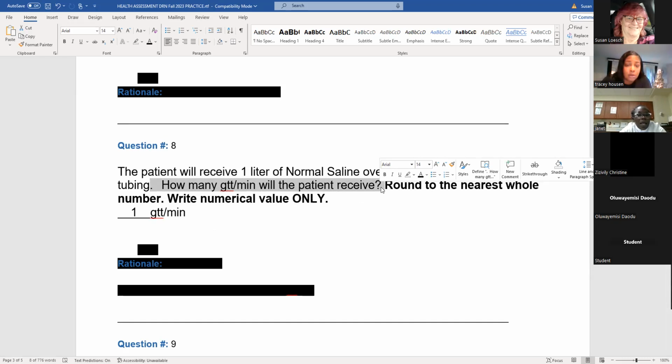You always have to change the letter. The volume should be in mL. Let's go back. You've got to get this formula in your brain.